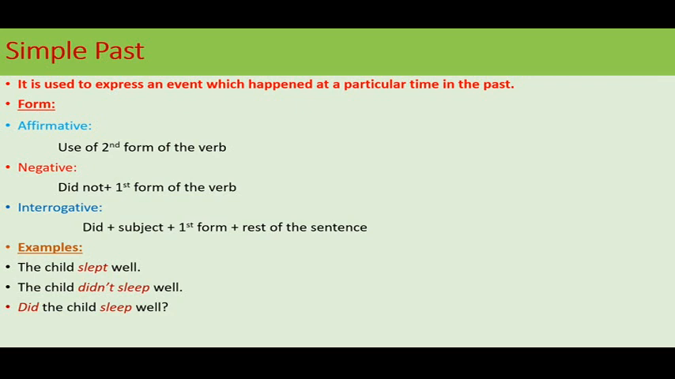In affirmative sentences, we use the second form of the verb, and if we have to convert it into negative form, then we make use of did and not, and with it we use the first form of the verb. In interrogative sentences, did comes at the beginning of the sentence, and in this sentence also we make use of the first form of the verb. Let me give you an example. The child slept well. Its negative will be the child did not sleep well. And the interrogative form will be did the child sleep well?